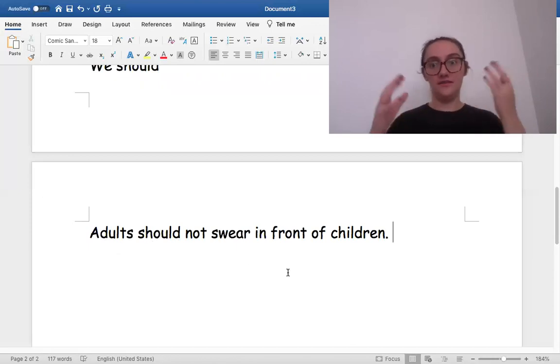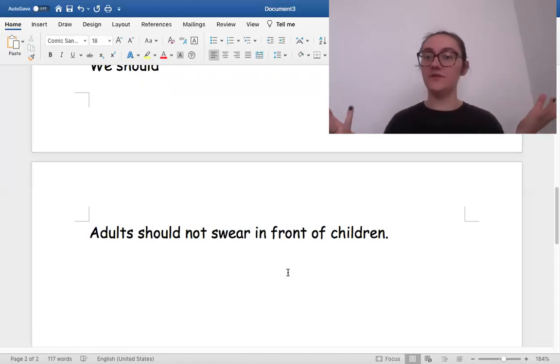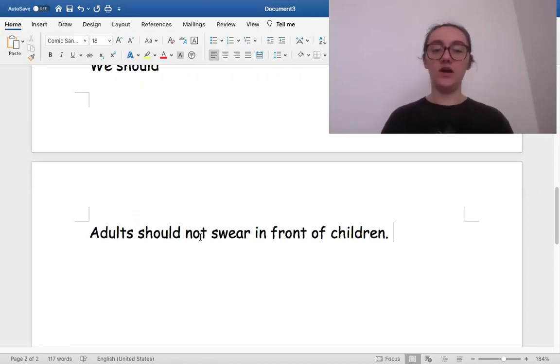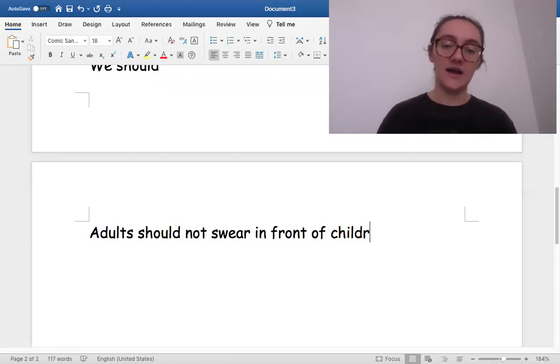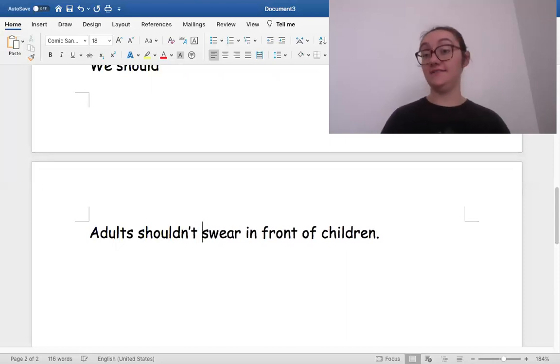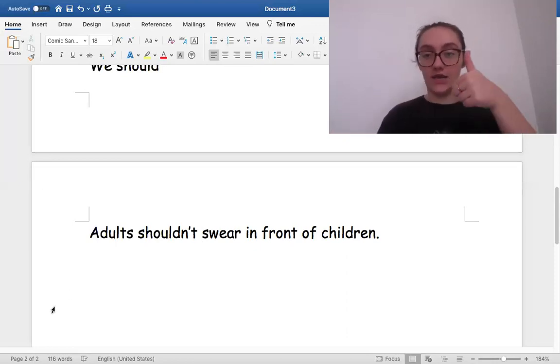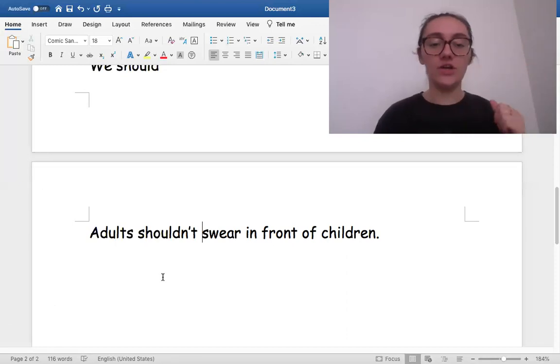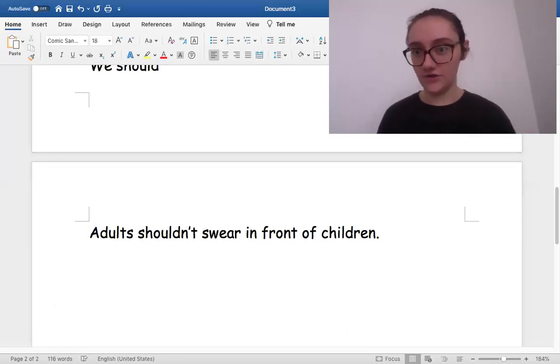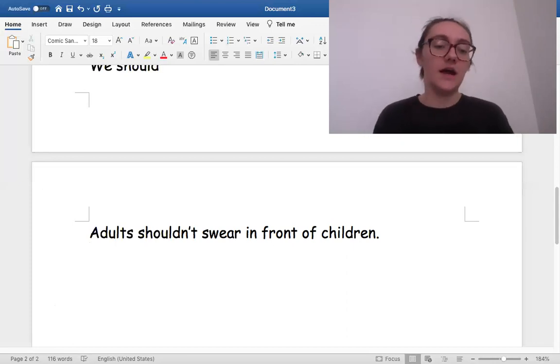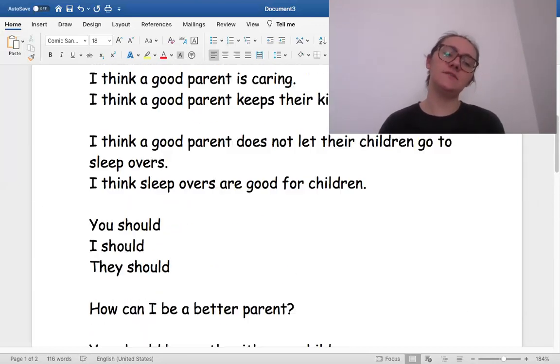Because maybe you think that adults should say bad words in front of children. It's your opinion. You can think whatever you want. So adults should not. You could also say, oh, I put that in the wrong spot. Adults should not can also be shouldn't, right? Should is yes, shouldn't is no. So adults shouldn't swear in front of their children, or adults should not swear in front of their children, right? So you can say that a couple different ways. And I'm trying to think of something else you could say.